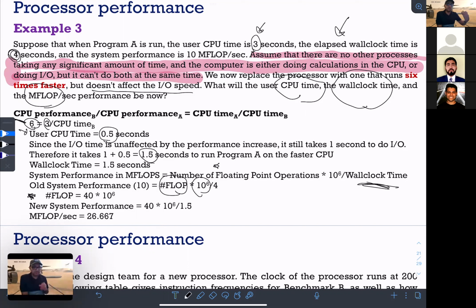Then I need the new. The new is what? That value, but divided by the new wall clock time. What is the new wall clock time? 1.5. So that value divided by 1.5 is going to be what? 26.667.